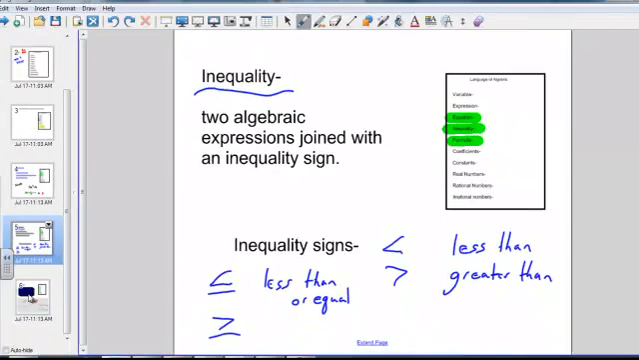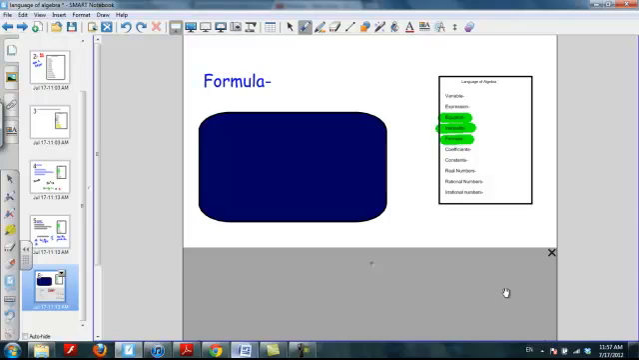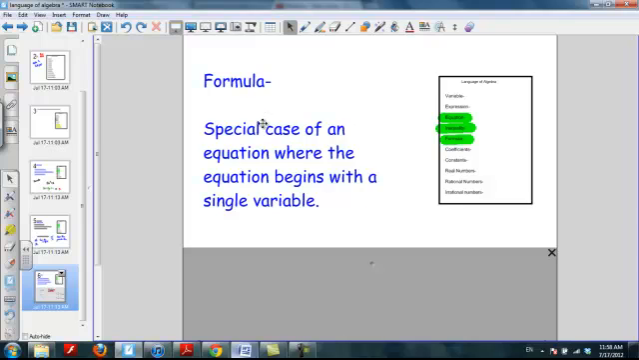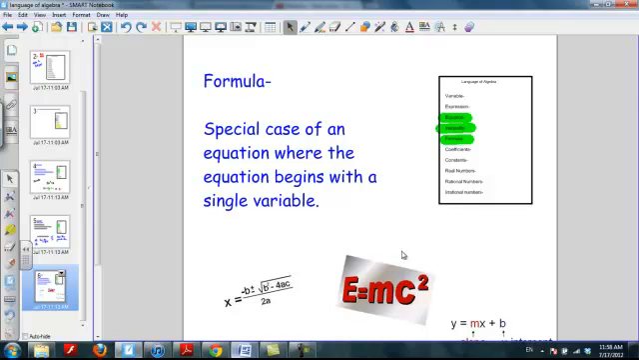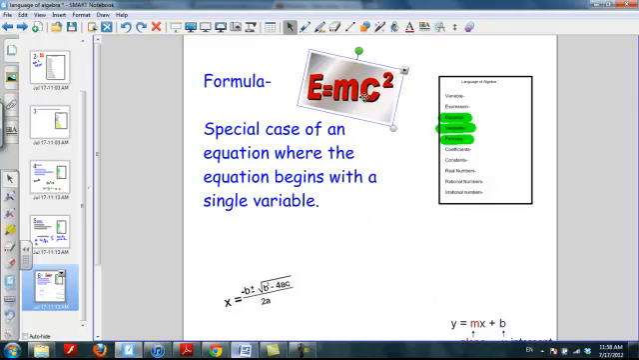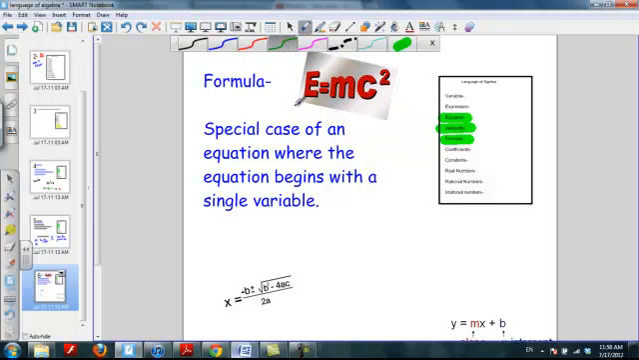And the last one we'll learn about is a formula. And a formula is just a really special name for an equation. So the formula definition is a special case of an equation where the equation begins with a single variable. So it's one of those that you've already solved or isolated the variable. Let's look at examples here. I think you guys will understand this. And the most classic one, E is equal to mc squared. It fits our definition of a formula.